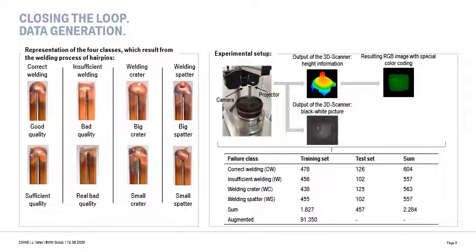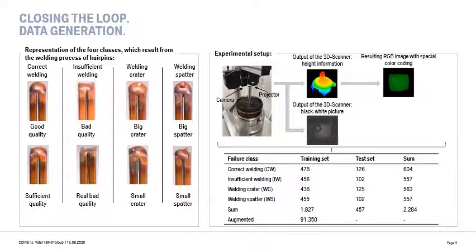As I already told you, we have 4 different classes: correct welding, insufficient welding, welding crater, and welding spatter. These 4 error classes were explored with an expert, and in addition, the classes are further subdivided, as you can see here.